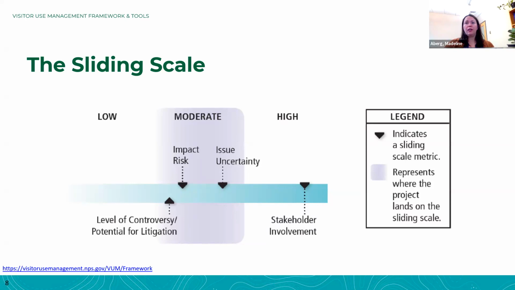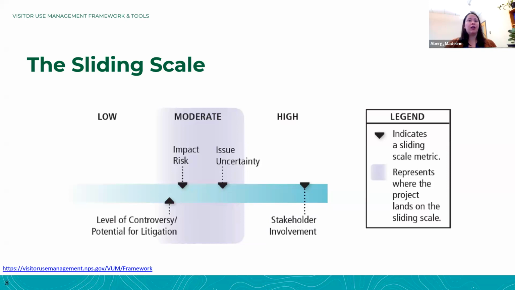You might be uncertain about if this is causing impacts to wildlife or to the quality of visitor experience. The fourth consideration is stakeholder involvement. So we want to think about how involved stakeholders are in the issue. When you have high stakeholder interest and concern, you need to spend more time and effort to describe and analyze the problem, as well as in vetting and choosing management alternatives, because those decisions are subject to much more scrutiny.